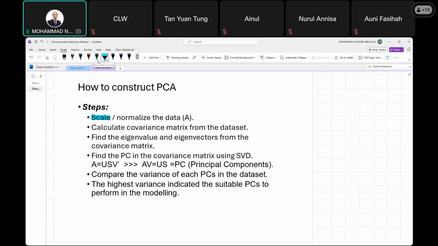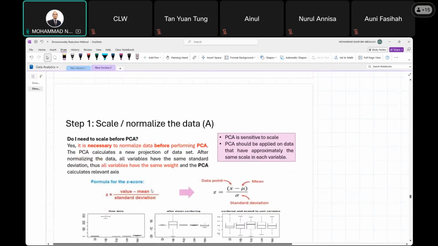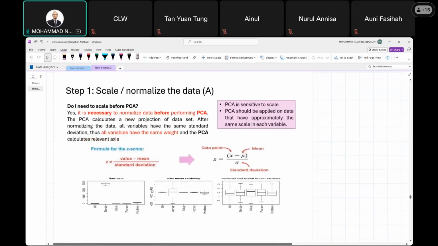unit of measurement. The second step is we need to calculate the covariance matrix, find the eigenvalues and eigenvectors, and find the principal components in the covariance matrix using singular value decomposition, and compare the variance for each species in the data set. The highest variance indicates a suitable species to perform in the modeling. This is a very simple technique and easy to understand.